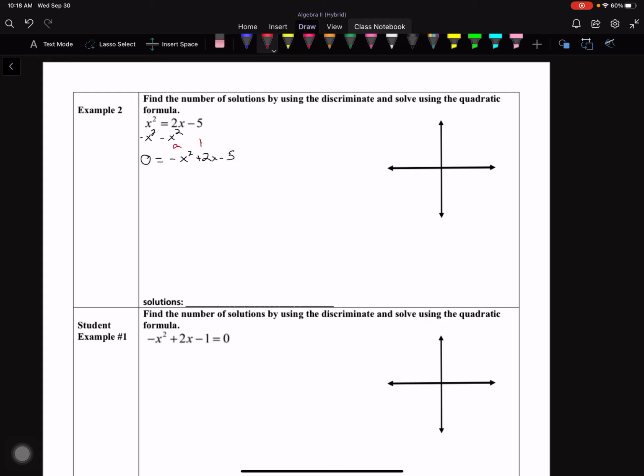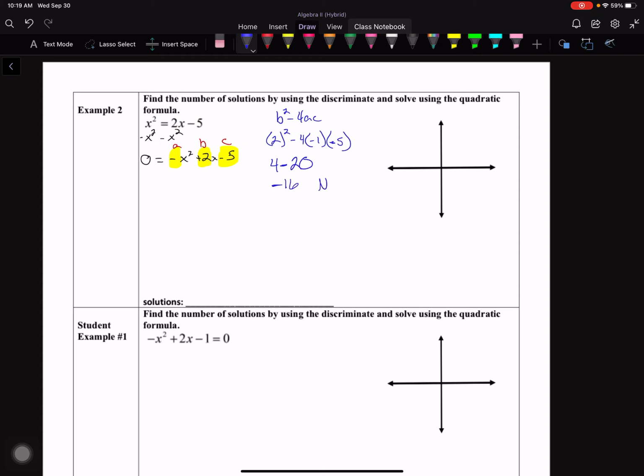Again, I'll label A, B, and C. Here's A, here's B, and C. And let's first start by using the discriminant to figure out how many solutions we should end up with. So b squared minus 4ac. B is 2, A is -1 and C is -5. 2 squared is 4, minus 4 times -1 is -4, times -5 here is positive 20. 4 minus 20 is -16.